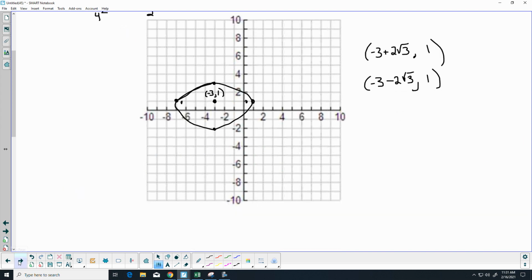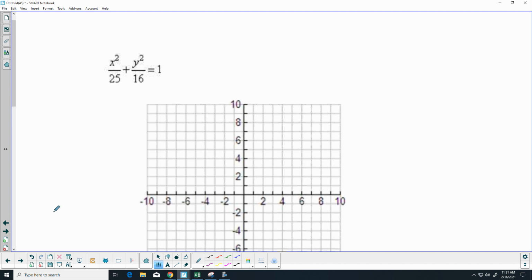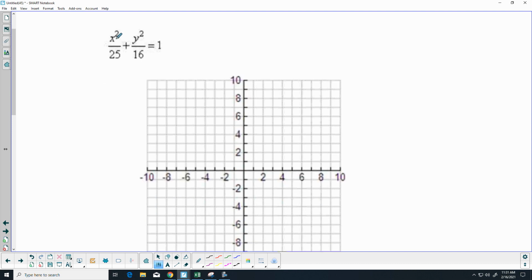All right. So that's how you can graph one. Let's go ahead and do an easy one where it's on the center. I'm going to think of that as 5 squared and 4 squared. So my center is 0, 0. Underneath my x is a 5 squared. That tells me right or left. Right 5, left 5. Underneath my y is a 4 squared. That tells me up or down. Up 4, down 4. My major axis is horizontal, because that's my biggest axis.